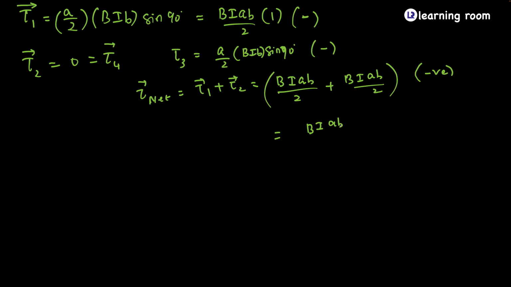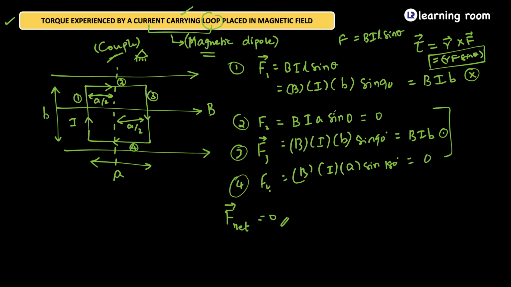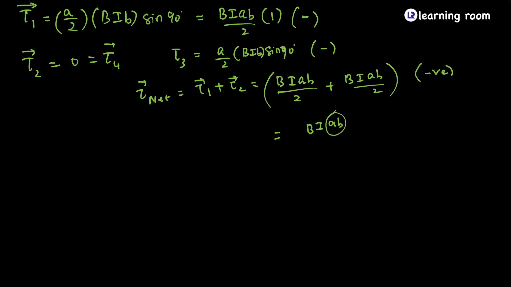Now listen to this carefully. This AB is there, no? What can you call that AB as for this shape? A into B. It is going to be the area of this loop. So can I write this as B into I into A? Can I write it like this? B into I into A. Now listen to this. This is going to be the torque experienced when there is one turn. If there are n turns, then the torque experienced will be equal to N into I into A into B.